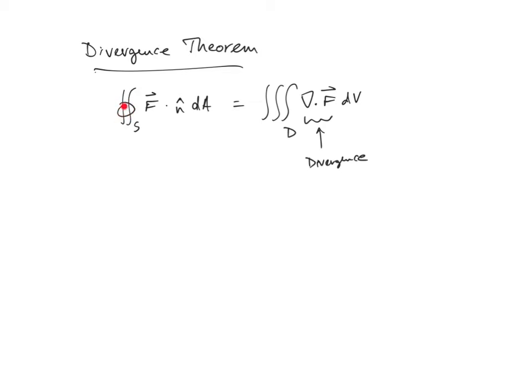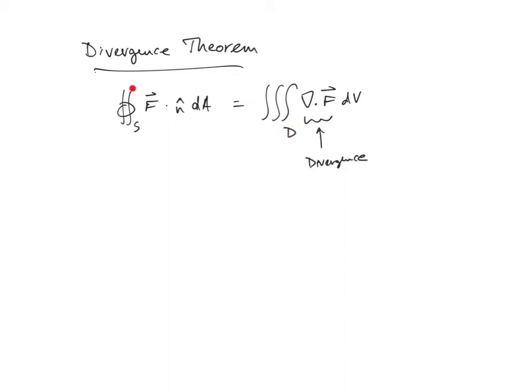The surface integral over a closed surface S is equal to a triple integral over a region of integration D. D here doesn't mean divergence. D means a region of integration for a triple integral. Okay, we've used D for that for a long time, even before we introduced divergence. D here does not mean divergence.